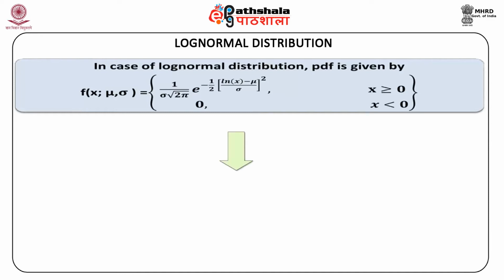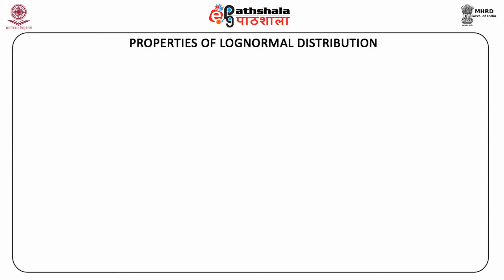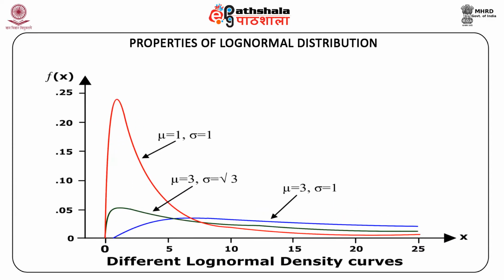We can also understand log normal distribution as x equal to e raised to the power of y, where y is equal to ln x, where y is normally distributed with mean mu and standard deviation sigma. Properties of log normal distribution. The parameters mu and sigma squared are commonly called the location and scale parameters respectively. The normal distribution is symmetric in its shape, but log normal distribution is positively skewed. The figure depicts different shapes of the distribution corresponding to various values of mu and sigma squared.